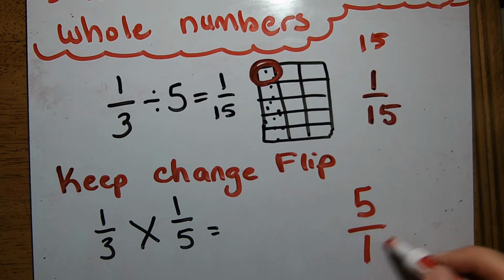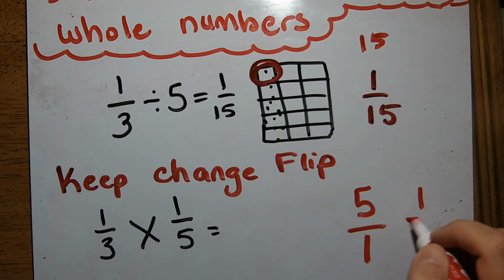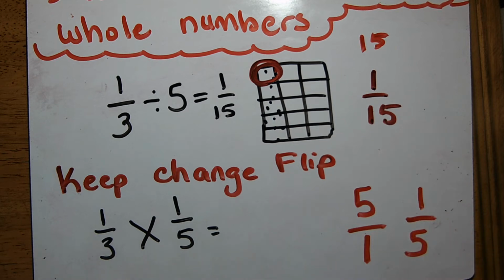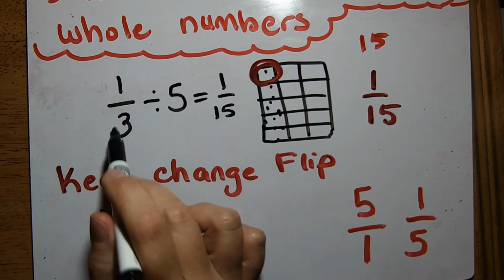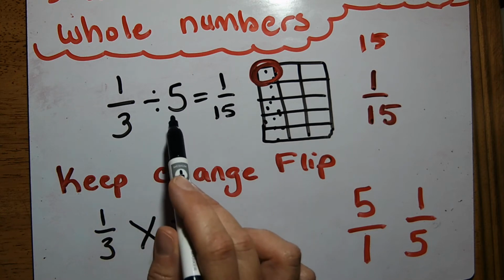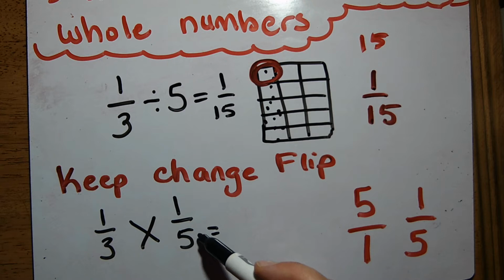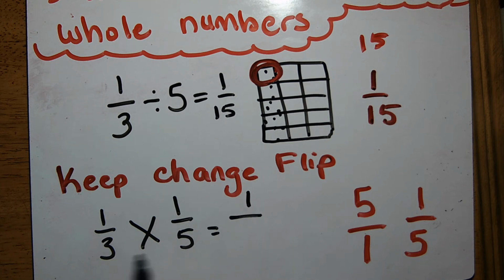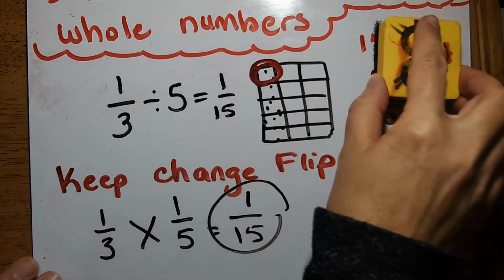So if I was going to flip that, my reciprocal would be 1/5. So after I keep my 1/3, change my division to multiplication, flip my whole number to make it a fraction, 1/5, I just multiply it across. And I get 1 times 1 is 1, and 3 times 5 is 15. So I get the same answer, 1/15.